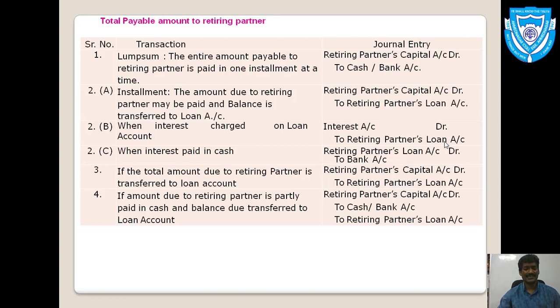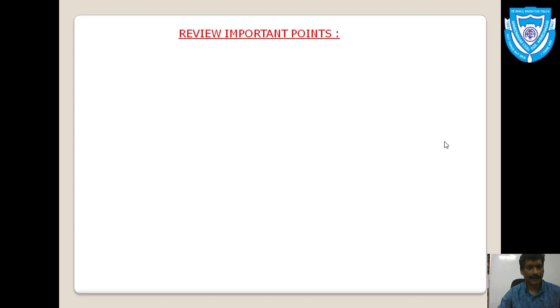And in last case, if the amount due to retiring partner is partly paid in cash and balance due is transferred to loan account, म्हणजे त्याला अर्धी रक्कम कॅशमध्ये दिली पार्टनरला आणि अर्धी लोन अकाउंटला ट्रान्सफर केली. In this case the journal entry will be passed as retiring partner's capital account debit to cash oblique bank account to retiring partner's loan account.